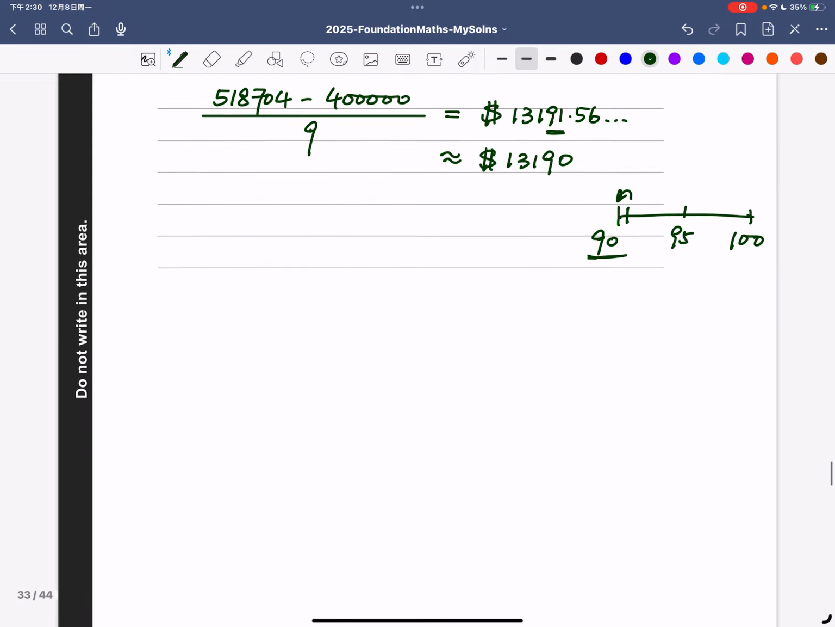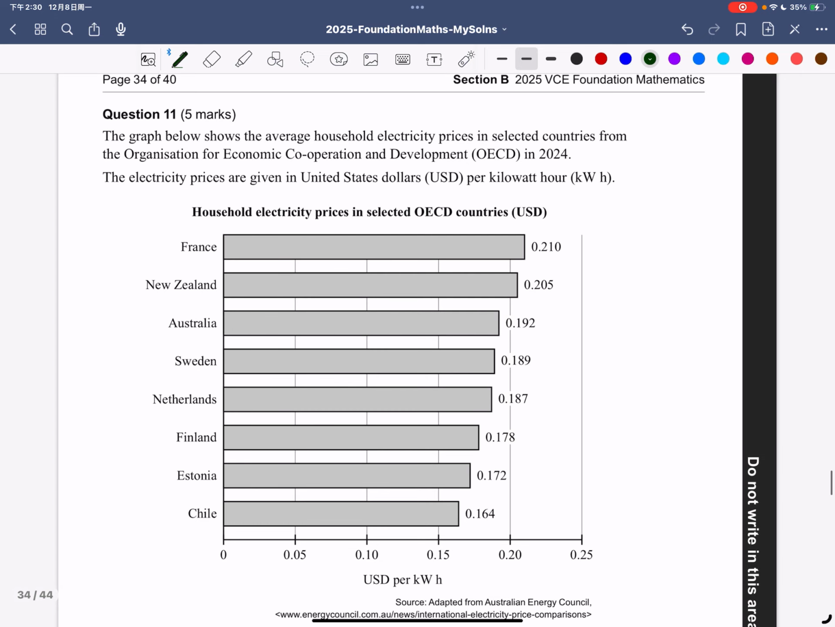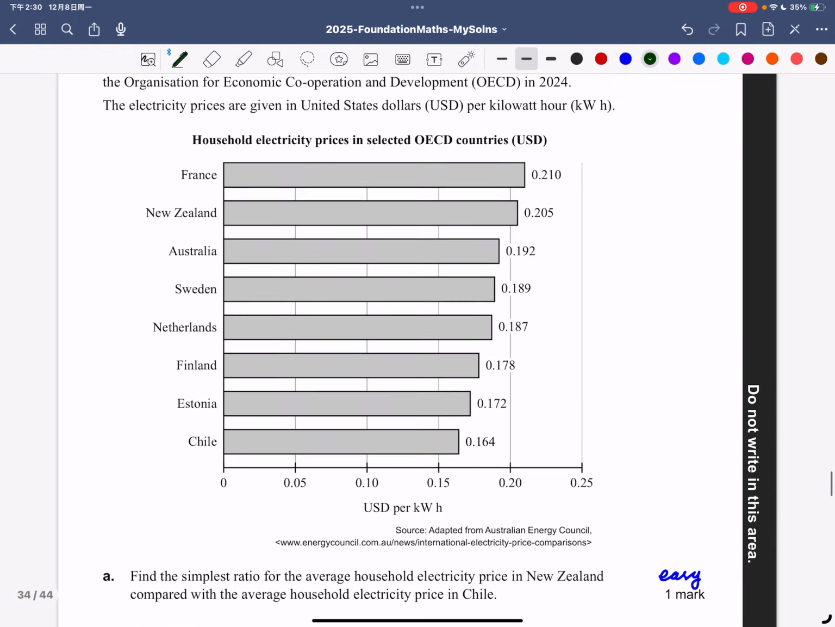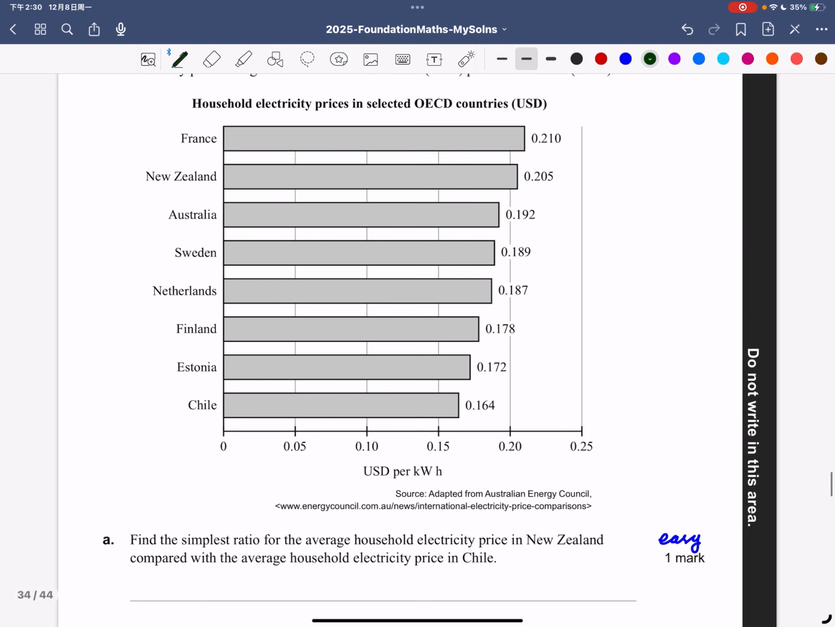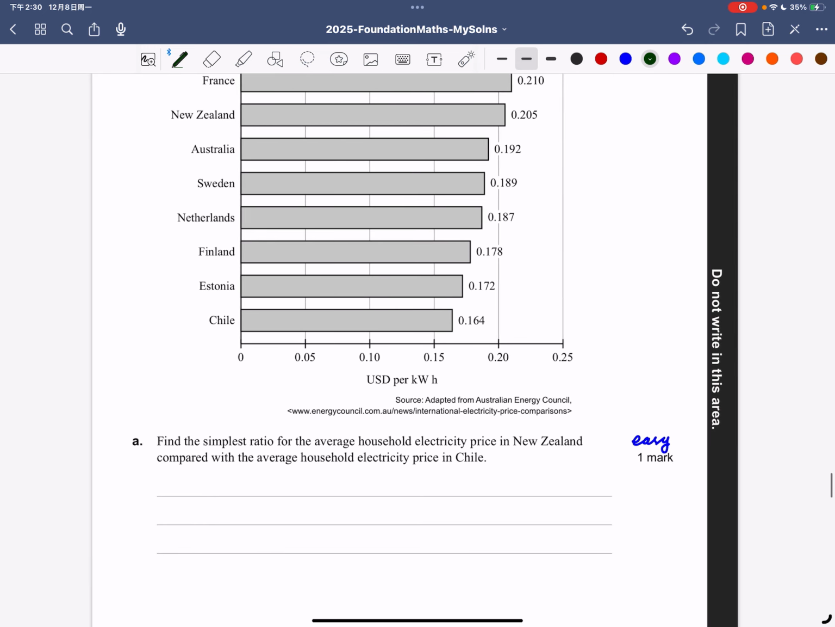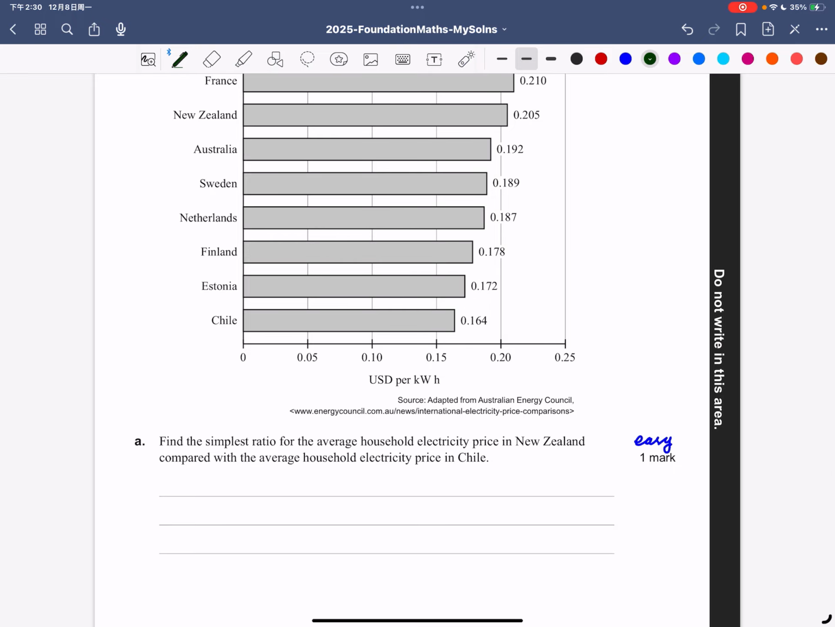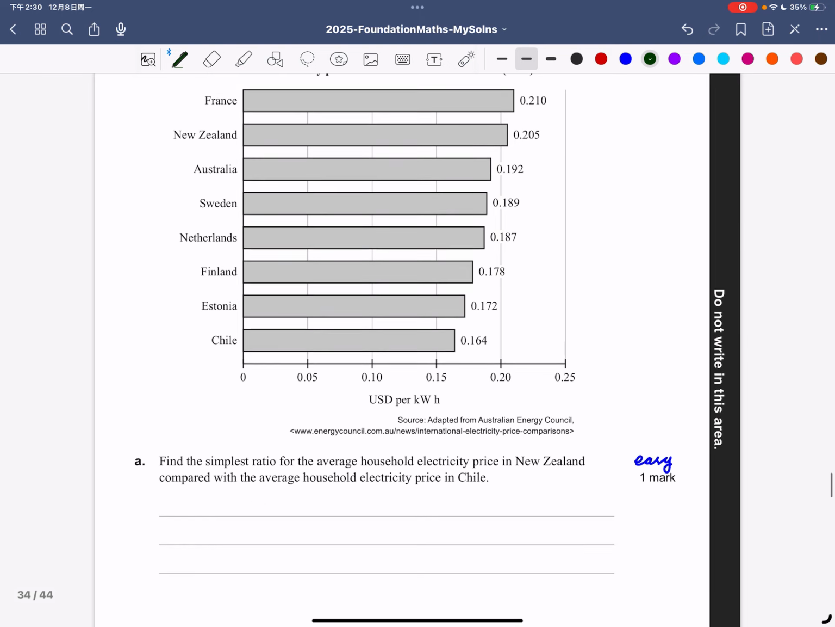Anyway, we can move on and have a look at, let's say, question 11. The graph below shows the average household electricity prices in selected countries from the Organization of Economic Cooperation and Development in 2024. Electricity prices are given in US dollars per kilowatt hour. Find the simplest ratio for the average household electricity price in New Zealand compared with the average household electricity price in Chile.